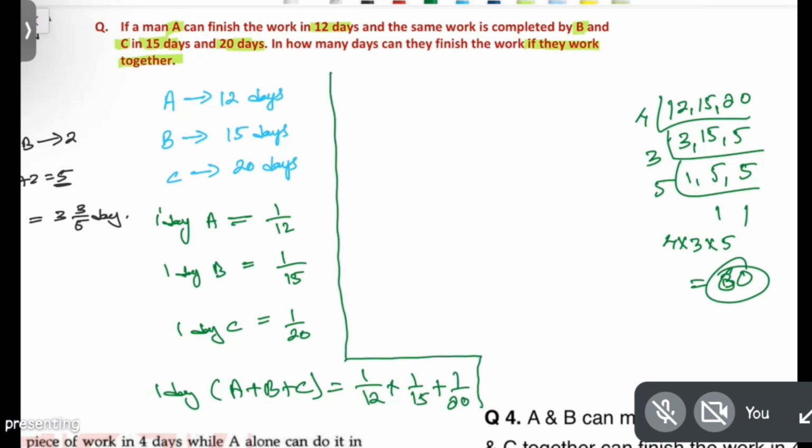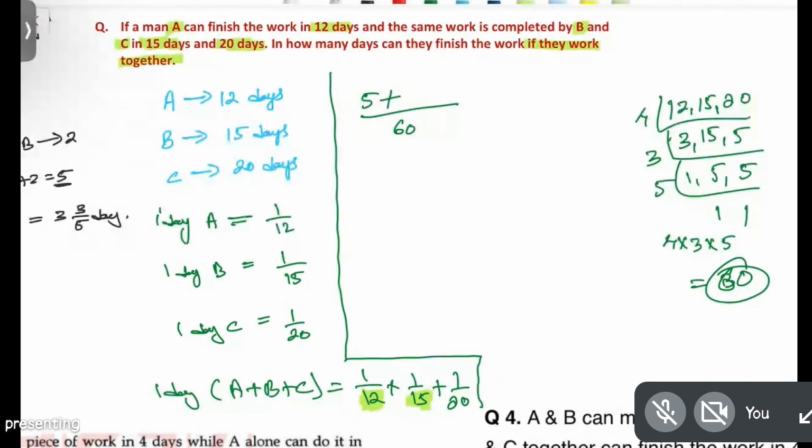So I'll write 60 here. Our LCM is 60. The next thing is, we have 12 in the denominator. 12 times how much is 60? 12 times 5 is 60. Plus 15 times how much is 60? 15 times 4 is 60.